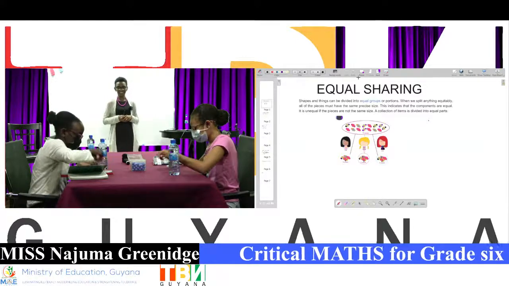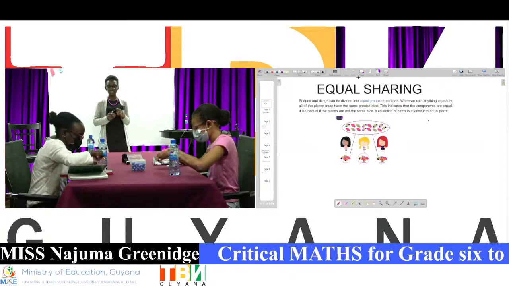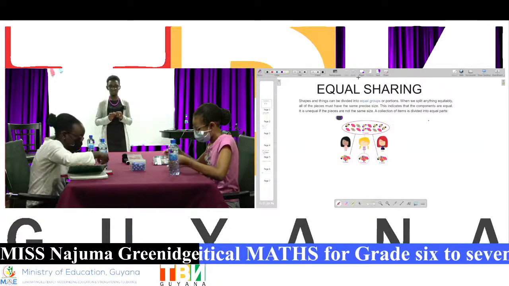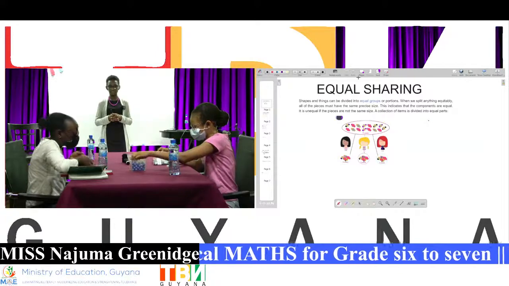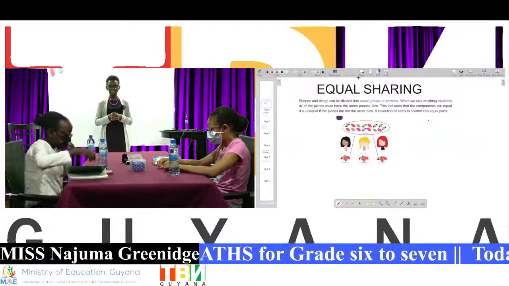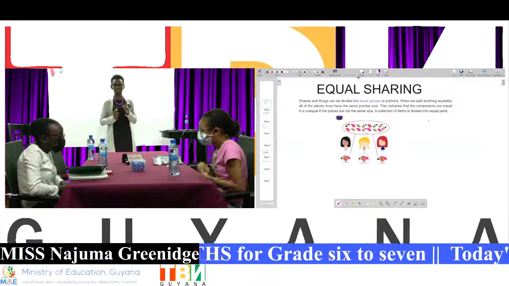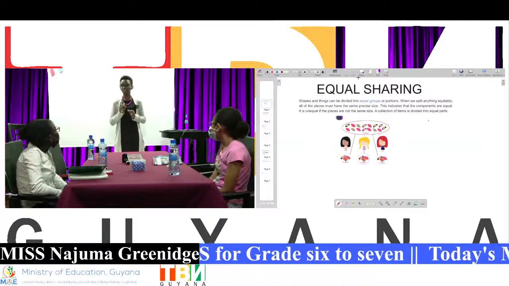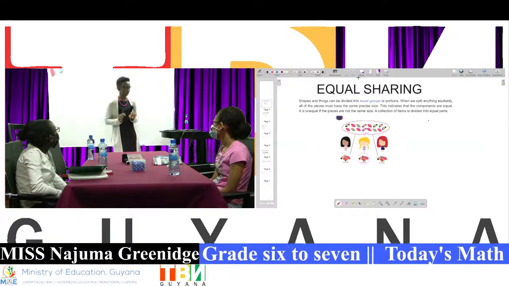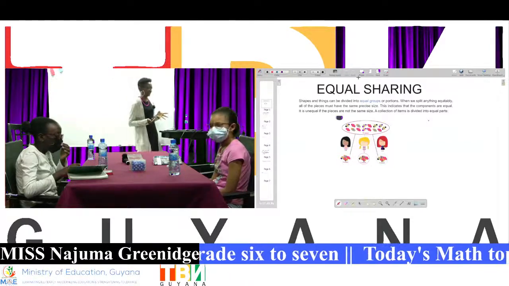You're sharing 10 marbles between yourselves, so each of you should have 5 marbles. You don't want to take extra. Exactly. So that's what equal means. It means you have 5 and you have 5. There is no difference there in the figure. So that's what it means by equal sharing.